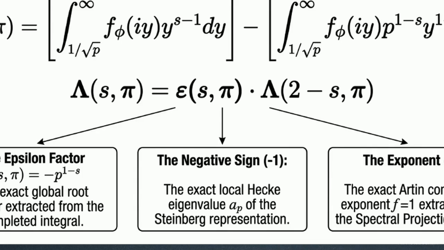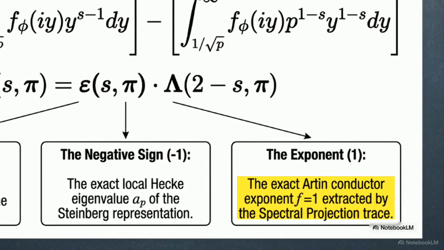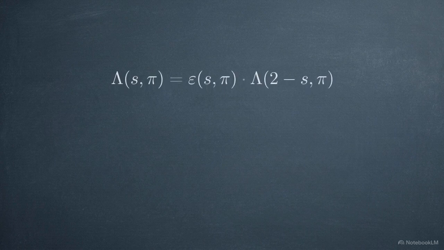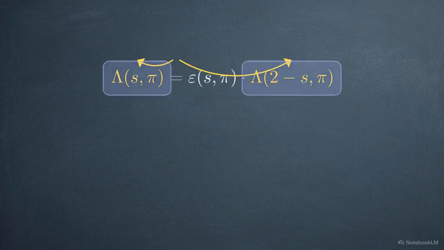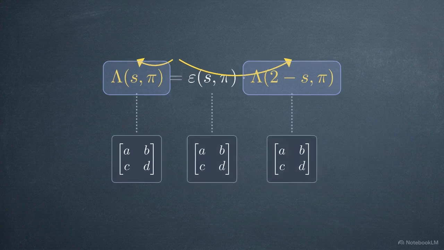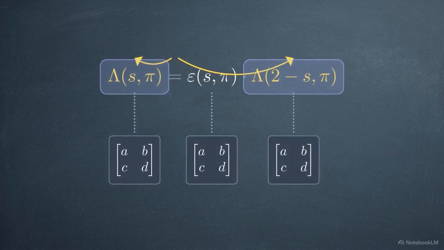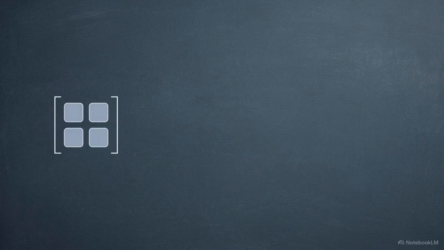The exact Arden conductor exponent of 1, which we derived earlier using spectral projection, maps directly into the geometric exponent of the integral. Logos field theory successfully constructs a perfectly balanced, symmetric global functional equation built entirely from rigorously isolated local parahoric matrices. To recap the entire pipeline, we start with a raw local matrix shape.